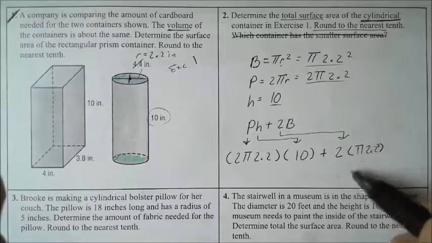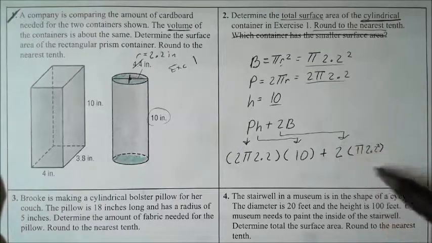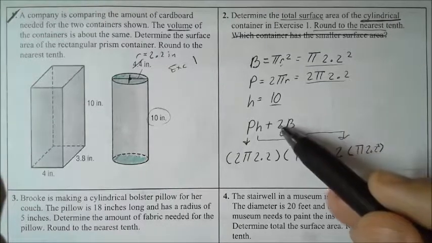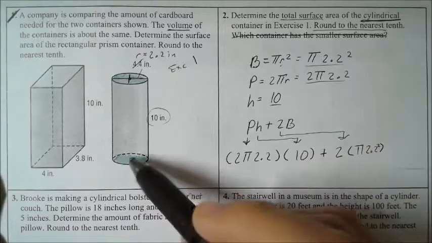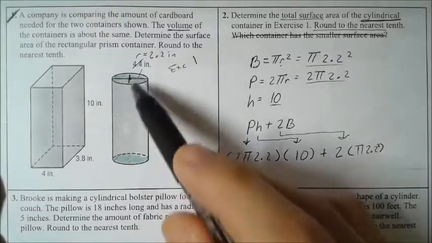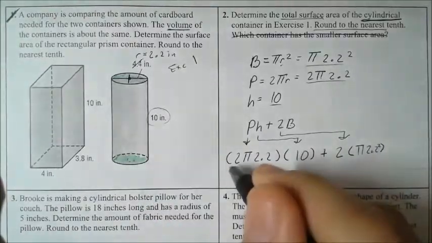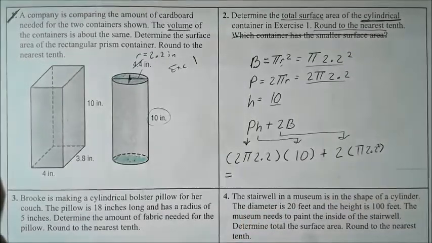Now, looking at this, in case some of you are still kind of grasping this, remember the reason we say 2 times the area of the base is because there's 2 bases. And let's go ahead and put this in our calculator.